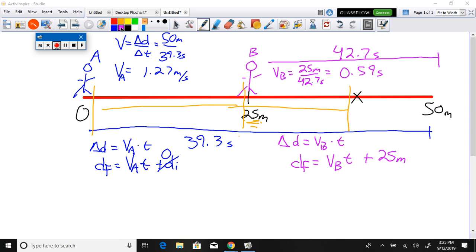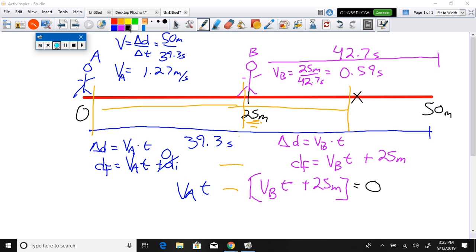Remember, we're going to try to find the difference between the two. So we're going to subtract the two equations. We have the velocity of A times t minus this equation, bracketed: velocity of B times t plus 25 meters. And since they're eventually going to pass each other, we're going to set that equal to 0. So what time do they meet? That's 0.